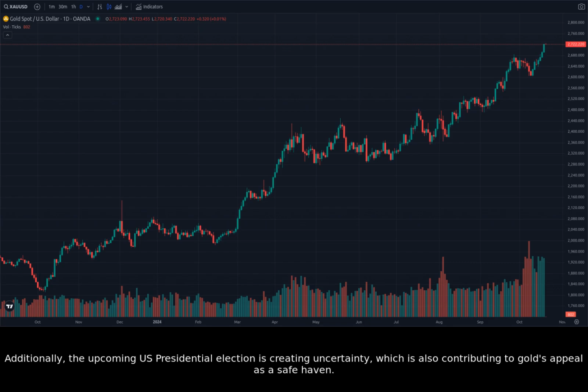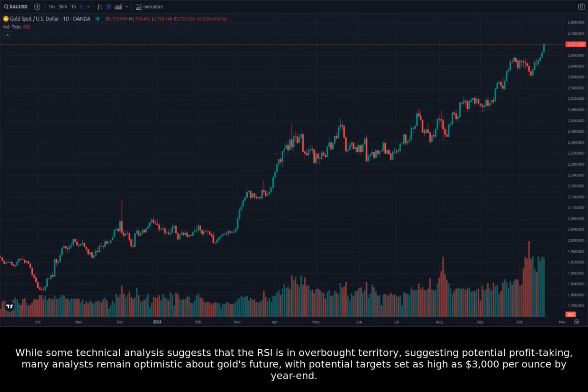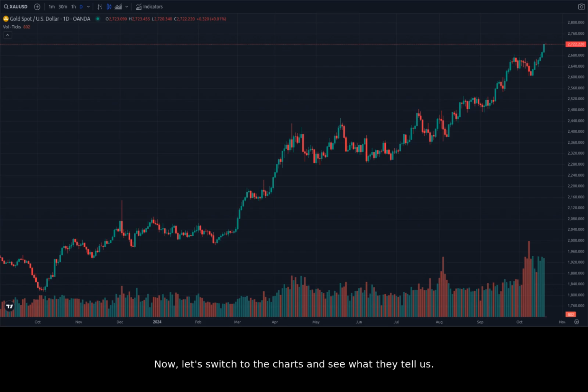Additionally, the upcoming U.S. presidential election is creating uncertainty, which is also contributing to gold's appeal as a safe haven. These factors have defied earlier market analyst predictions that gold would remain below $2,700 until year-end. While some technical analysis suggests that the RSI is in overbought territory, suggesting potential profit-taking, many analysts remain optimistic about gold's future, with potential targets set as high as $3,000 per ounce by year-end. Now, let's switch to the charts and see what they tell us.